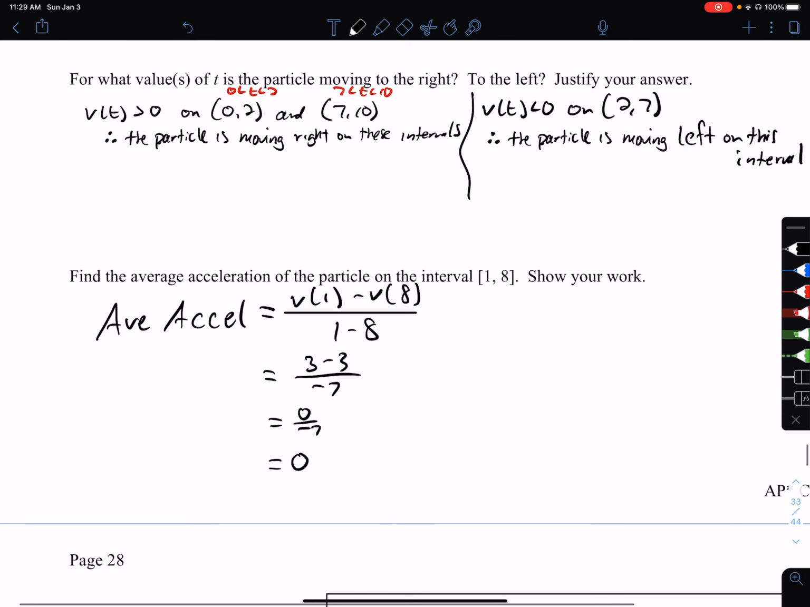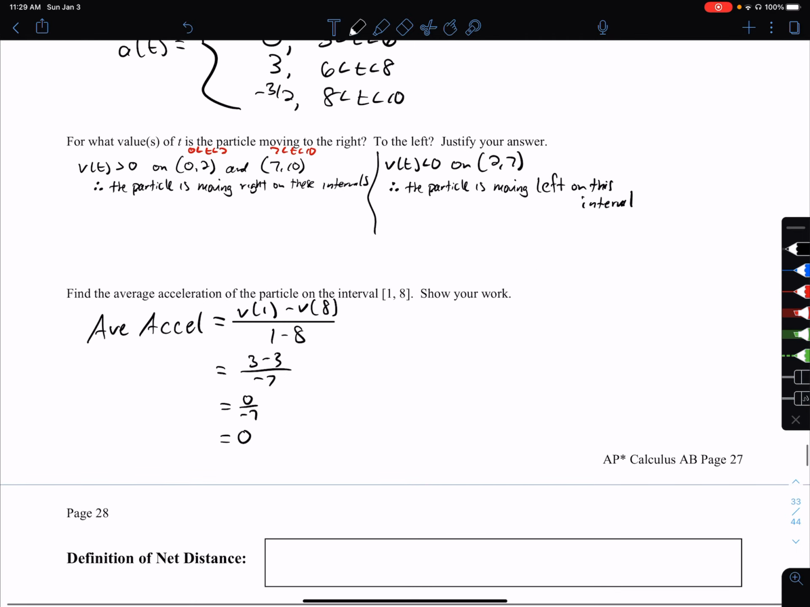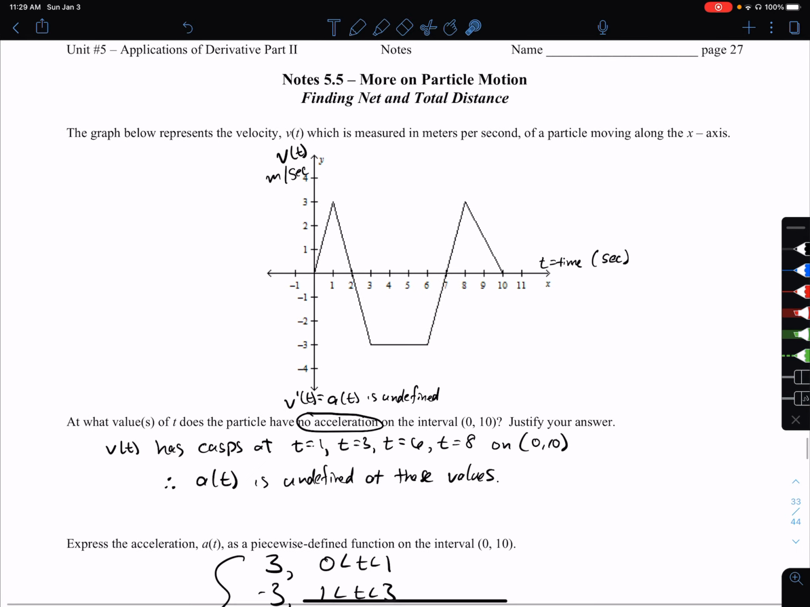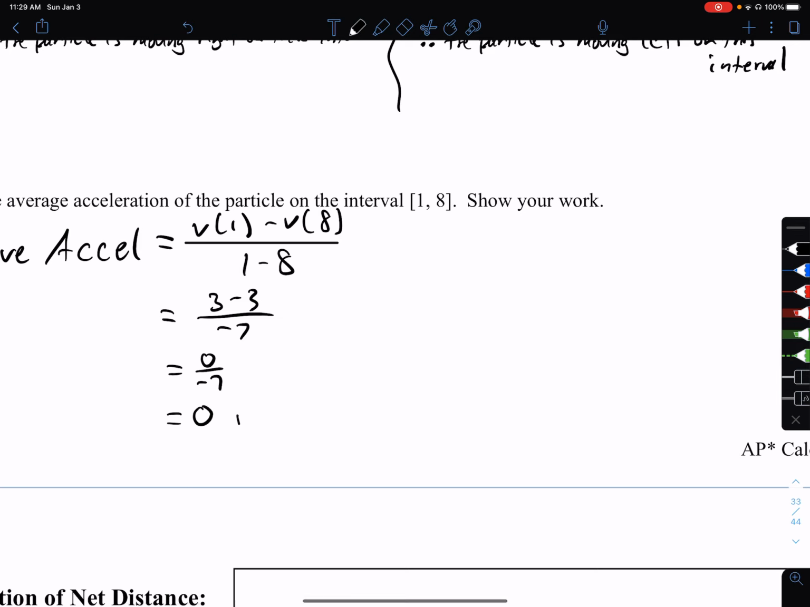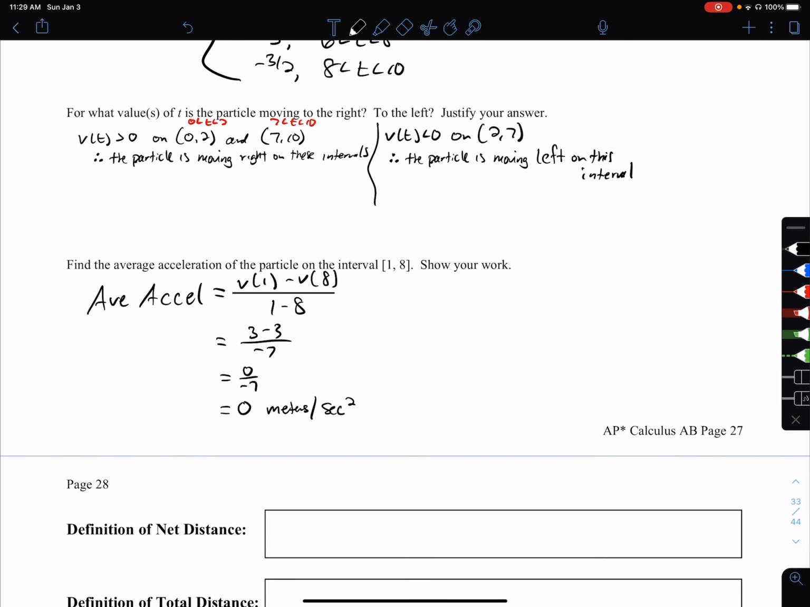You must use proper units, even if it's 0. So what units did we have for this? Velocity was in meters per second. Time was in seconds. So this is in meters per second squared. It's the average acceleration.